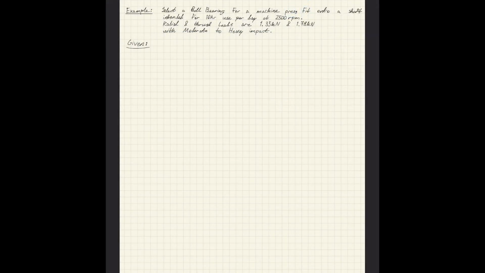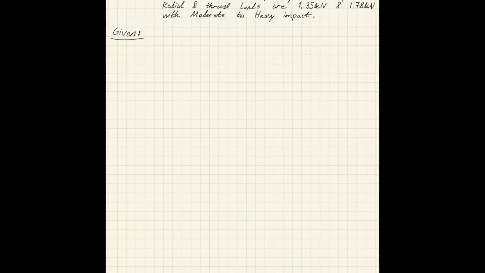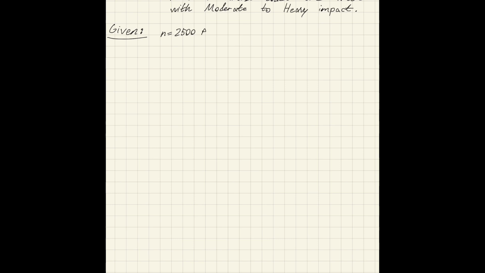Let's try an example question. Here it says select a ball bearing for a machine press fit onto a shaft intended for 10-hour use per day at 2500 RPM. Radial and thrust loads are 1.35 kilonewtons and 1.78 kilonewtons respectively, with moderate to heavy impact. So first, let's look at the given. We have N, which is equal to 2500 RPM. We have FR, which is equal to 1.35 kilonewtons, FT, which is equal to 1.75 kilonewtons, and we have moderate to heavy impact.